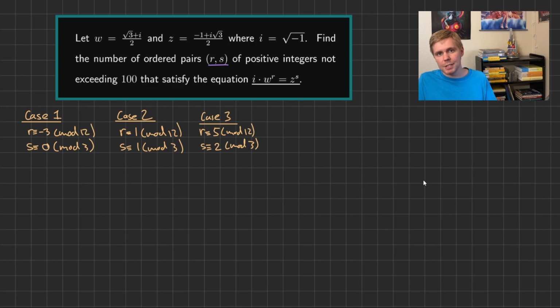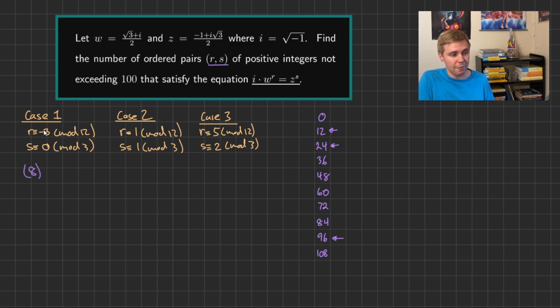Well, I can figure this out pretty easily by just writing down some multiples of 12. So I just want to count the number of r values between 1 and 100 that are 3 less than a multiple of 12. Well, there's one 3 less than this number, there's one 3 less than this number, and so on all the way until I get to this one. The one that's 3 less than 108 is bigger than 100, so I don't want to count it. So how many do we have? 1, 2, 3, 4, 5, 6, 7, 8 of them. So there are 8 r values for this case.